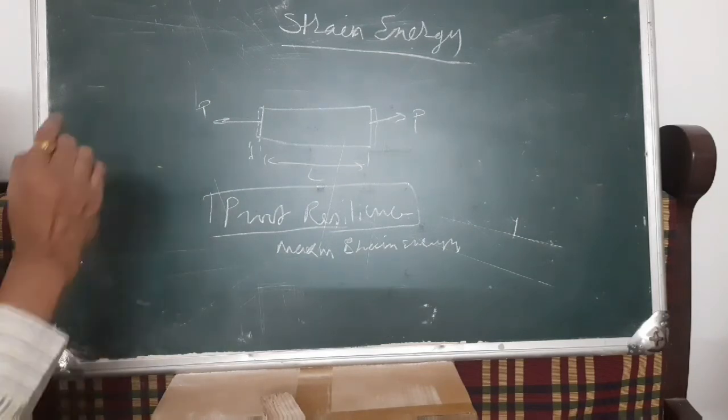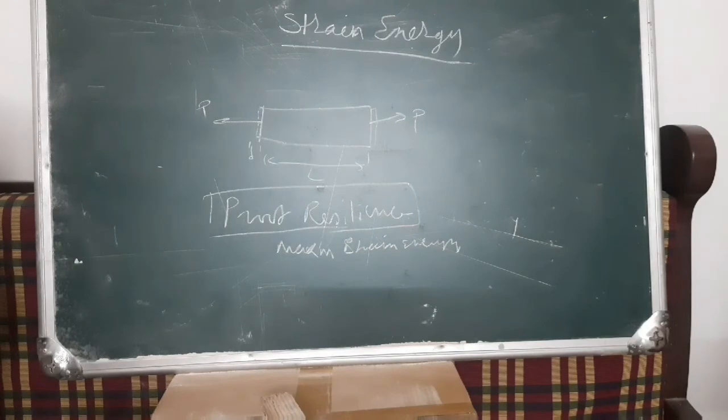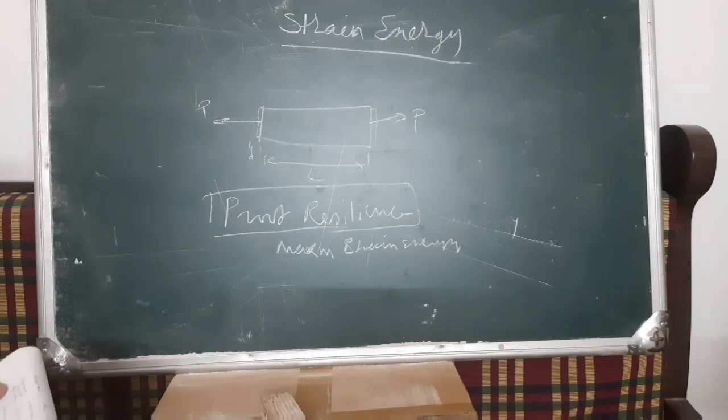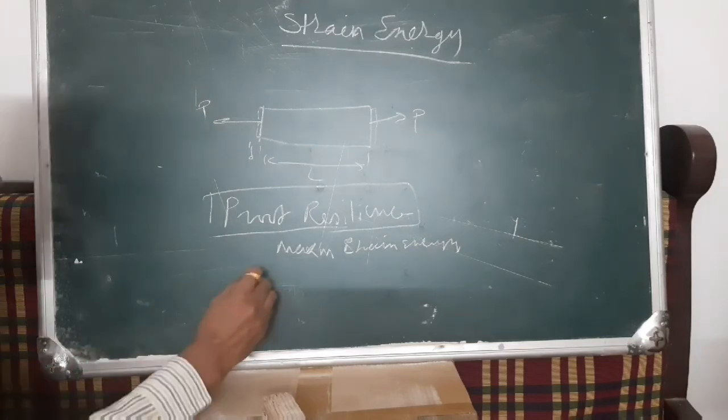the elastic limit. Beyond the elastic limit the work done will be less because it is stretching beyond the elastic limit. So the maximum strain energy stored in the body will be up to the elastic limit. In this case the strain energy will be maximum when the body is stretched up to the elastic limit.